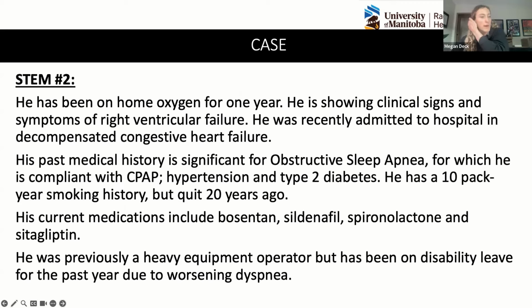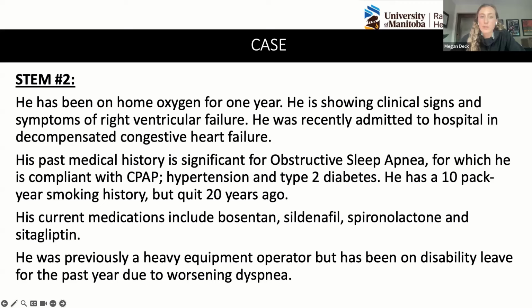So just briefly, I'll bring you back to this case, again, a real one that we saw in Winnipeg. So more information on this man. He had been on home oxygen for a year. He was showing clinical signs and symptoms of right ventricular failure. He was recently admitted to hospital in decompensated congestive heart failure.